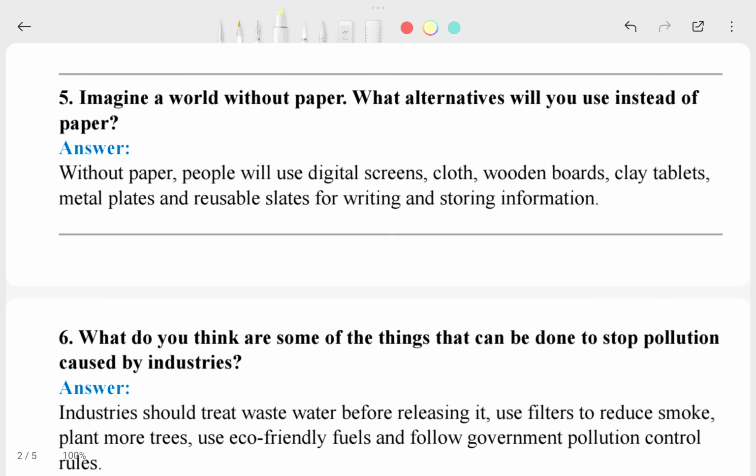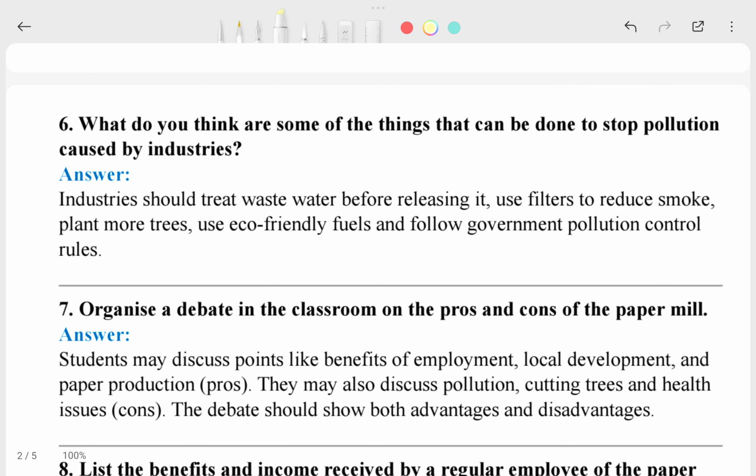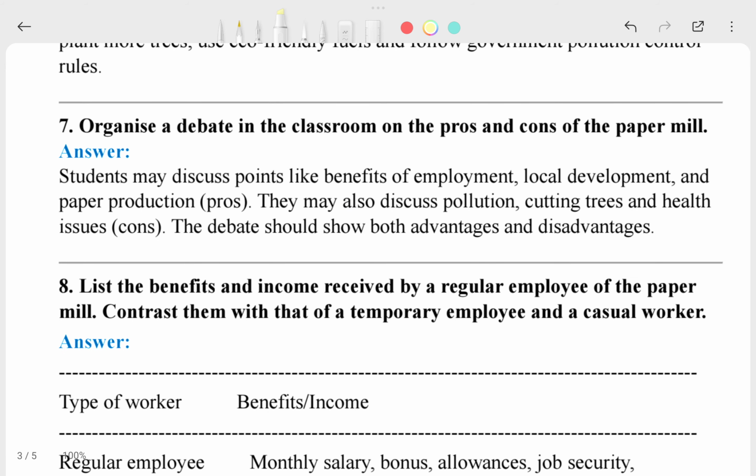Then after it is the fifth one. Here is the answer. Imagine a world without paper. What alternative will you use instead of paper? And here is the answer. This is the sixth one. Here is the answer. What do you think are some of the things that can be done to stop pollution caused by industry? Seventh one.